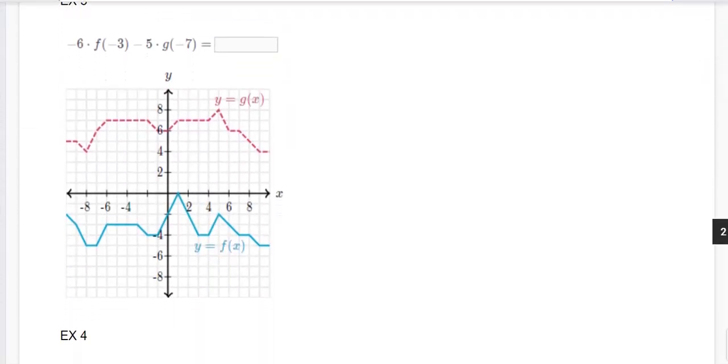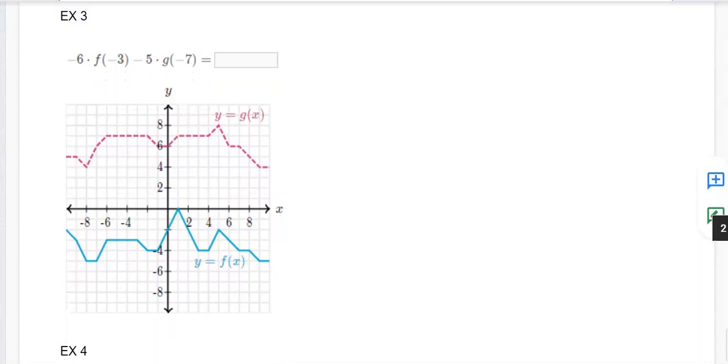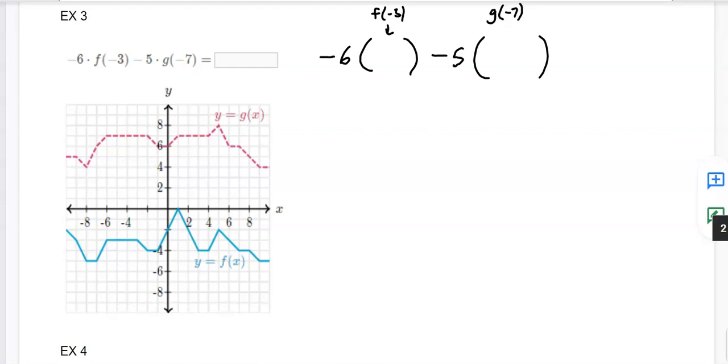So example 3, as you can see, there's a lot going on here. And you got to actually do some math. There's some arithmetic going on. So I have a -6 times, I'm going to put the value of f of -3 in here. And then we take away 5. And then I have to put the g function evaluated when x is -7 in right here. And then I got to do the math. I got to work it all out.